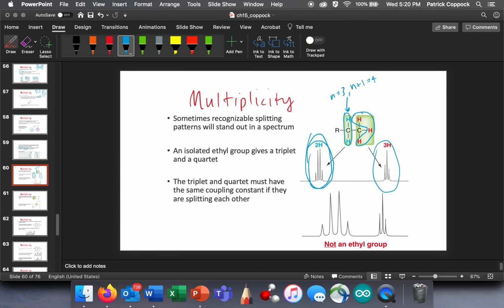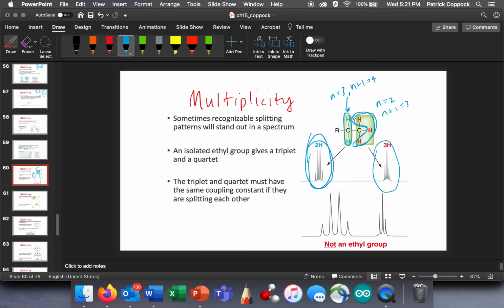This one has got 2 neighbors, right? You can see the 2 neighbors are the blue ones over here. N is equal to 2. So n plus 1 is equal to 3. These 3 are going to get split into a triplet, right? You've got to watch out. These 3 H's do not correspond to this triplet because, look, 2 goes to a quartet, right? The splitting has to do with the neighbors.